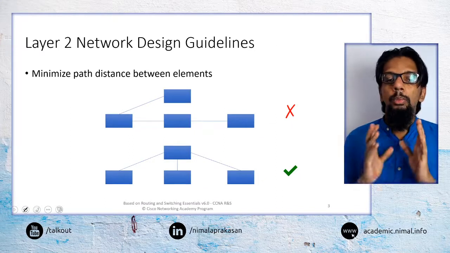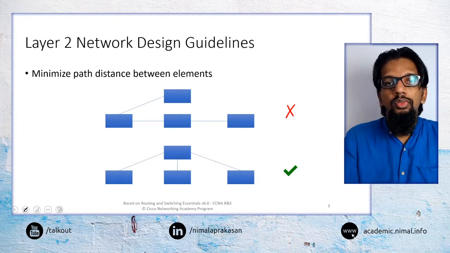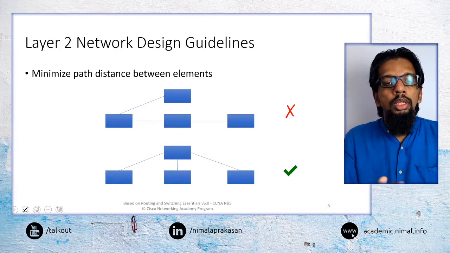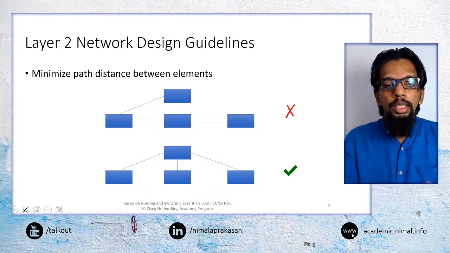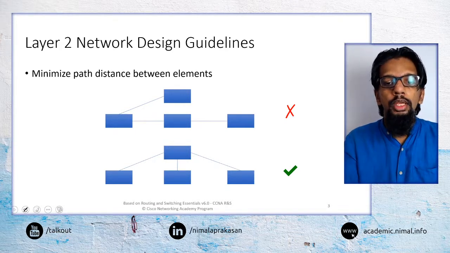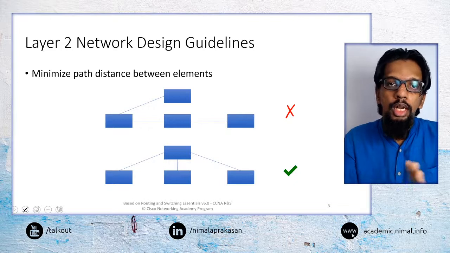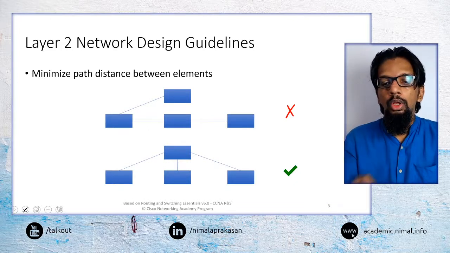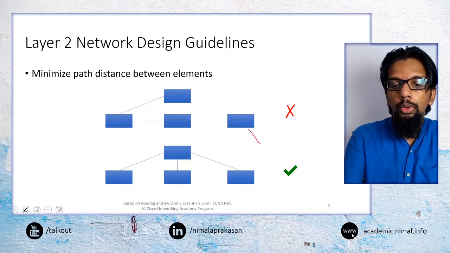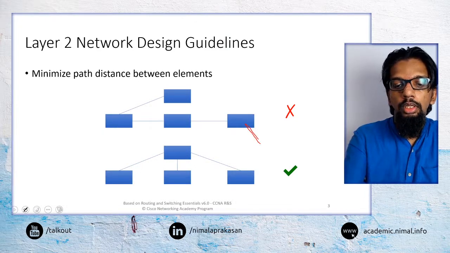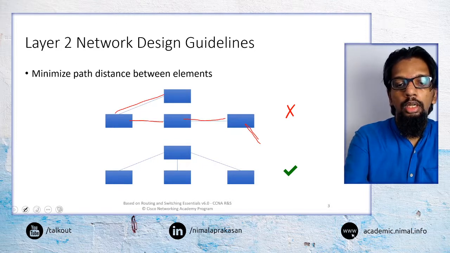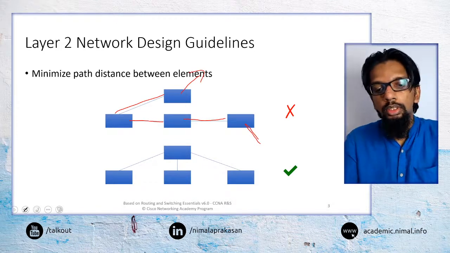When we think about some of the things that we would want to avoid, the first thing is minimizing the distance or path in terms of how many switches the network traffic has to pass through. For example, in the first one, network traffic originating from this switch will have to pass through this one, then this one, and then this one, and then going outwards.